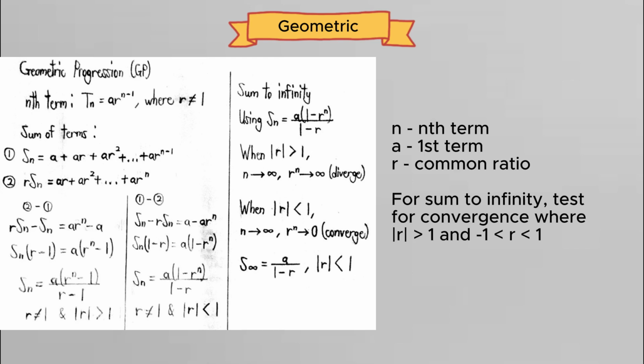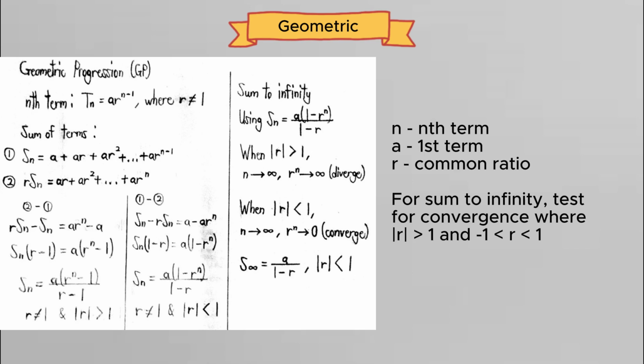And if you want to look at the proof for the sum of terms, you get two formulas. The one on the left is where the modulus of r is more than 1, which means this formula can be used if r is less than -1 or more than 1. Whereas the Sn on the right can be used if r is in between -1 and 1. And if you use that formula, you can derive the sum to infinity formula.